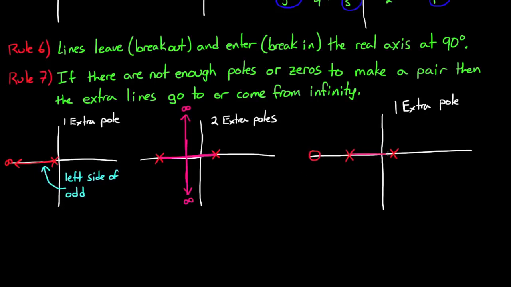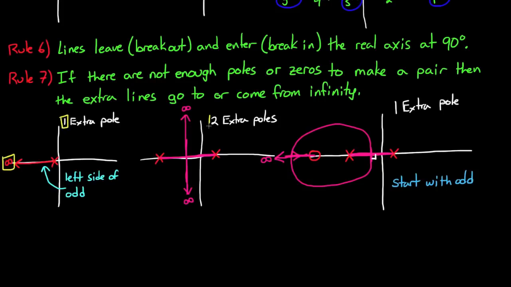And let's say you have a system with two poles and one zero. Now you have one extra pole. So the first thing you do is draw your lines to the left of the critical frequencies on the real axis. These two poles come together, crash into each other, they leave at 90 degrees, they circle back around to the left side of the zero, one turns and goes off to infinity, the other turns and goes and meets its pair at its zero.